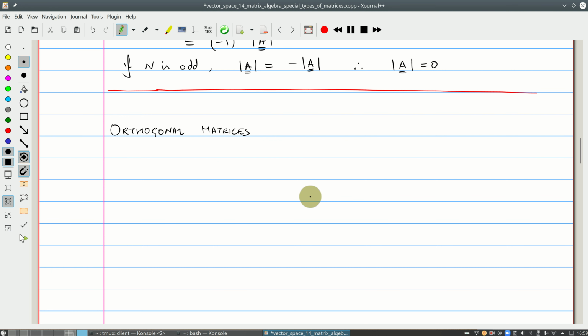A matrix is said to be orthogonal if its transpose is equal to its inverse. So A is orthogonal if A transpose is equal to A inverse. This is quite nice because then to get the inverse of the orthogonal matrix, all you need to do is to take its transpose.